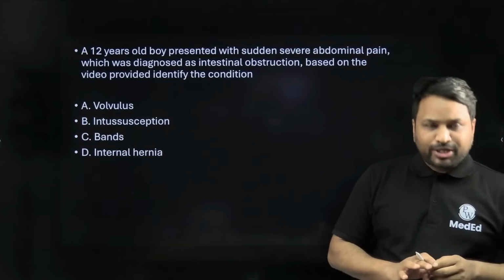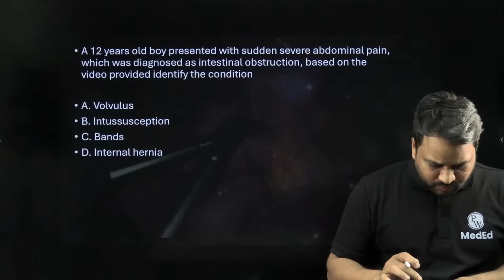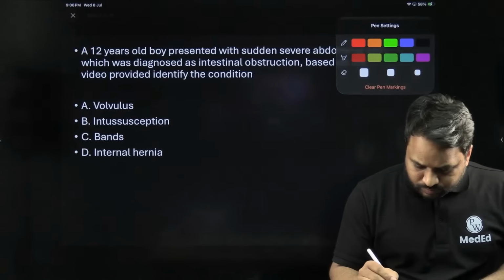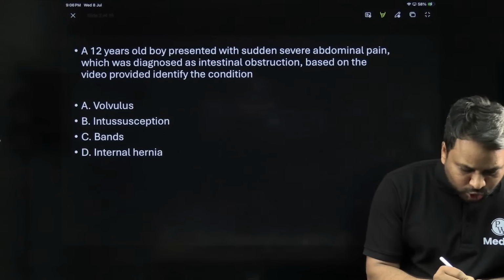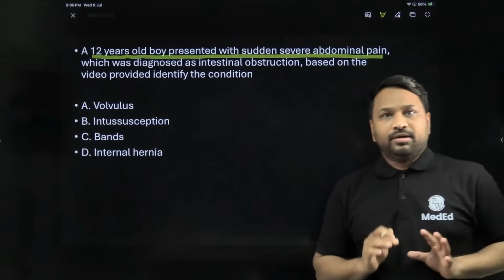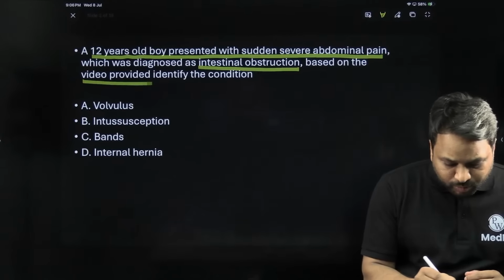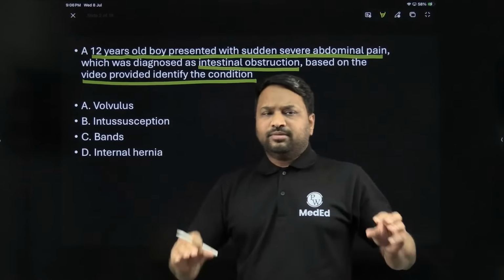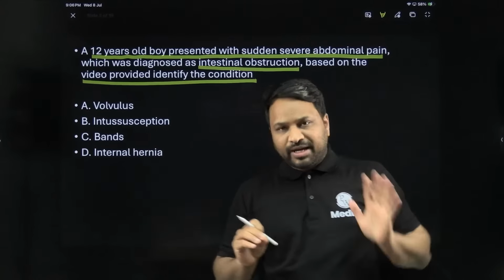Now, the first question is, I have a 12-year-old boy who is presented with sudden severe onset of abdominal pain, right? Now, this abdominal pain was diagnosed as an intestinal obstruction. Based on the video provided, identify the condition, right? So, I have a patient who is a 12-year-old kid with dynamic bowel obstruction. I'm going to show you a video. Your job is to identify the condition.